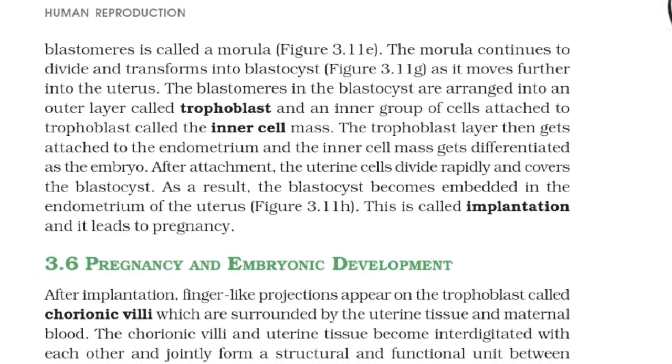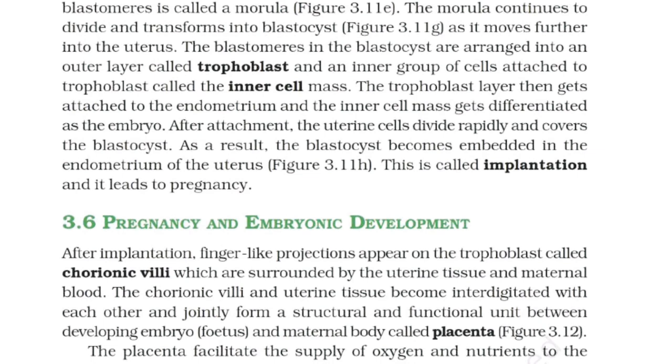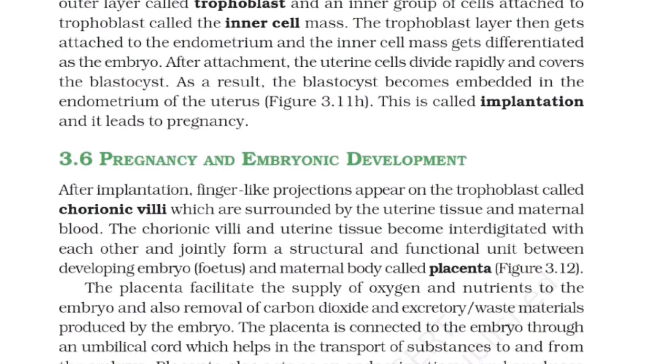transforms into a blastocyst as it moves further into the uterus. The blastomeres in the blastocyst are arranged into an outer layer called trophoblast and an inner group of cells attached to the trophoblast called the inner cell mass. The trophoblast layer then gets attached to the endometrium and the inner cell mass gets differentiated as the embryo.